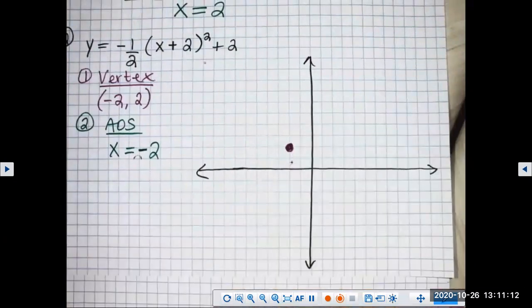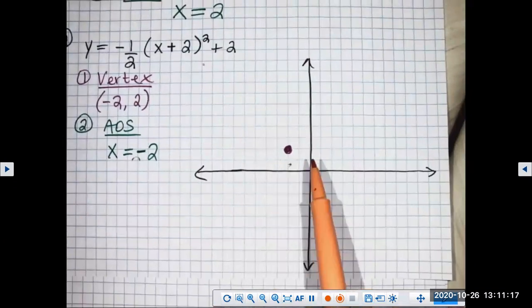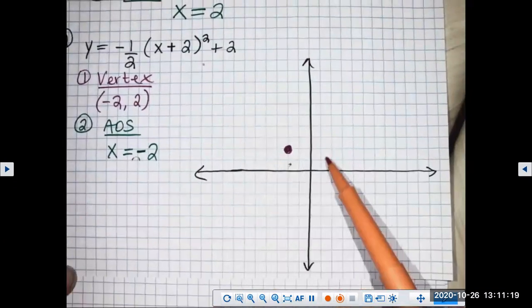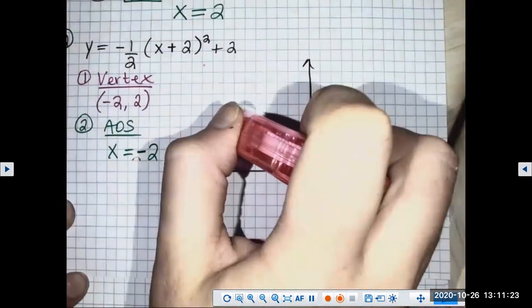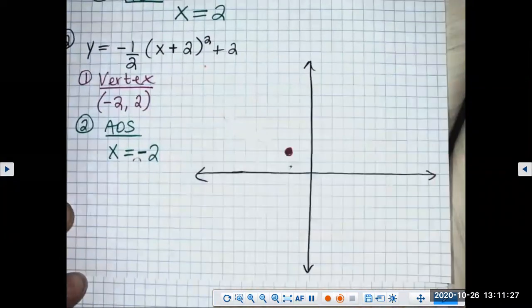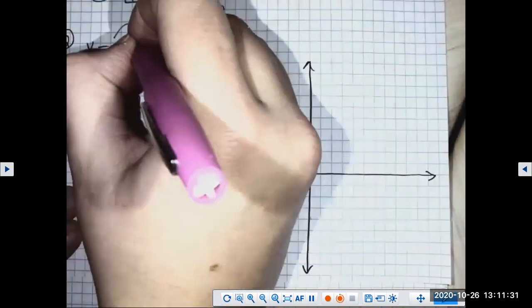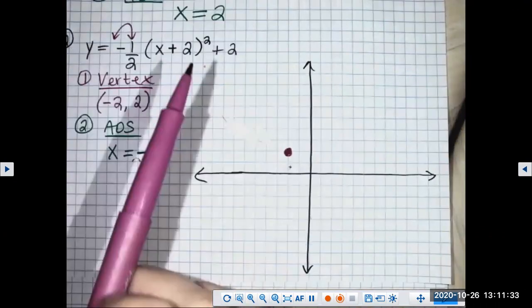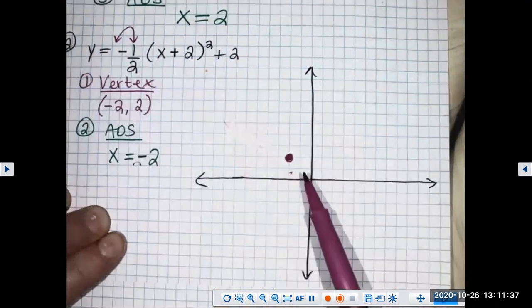Okay, is our parabola going up or down through this point? Is this going to be a maximum point or a minimum? It's going to be a what? Good. It's going to be a maximum. Why? Good. Your parabola is going down because this number out front is negative. So our parabola should be coming down from both sides.